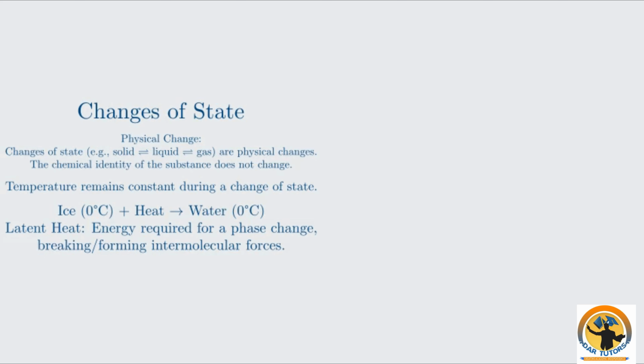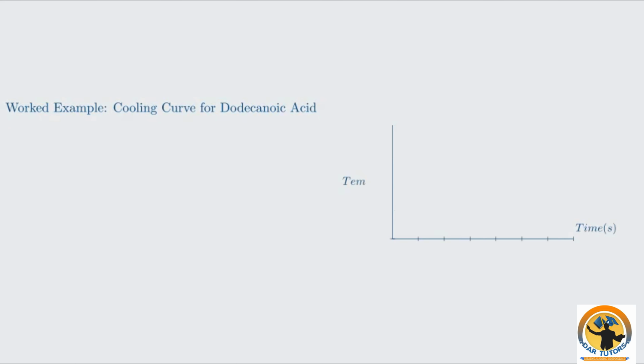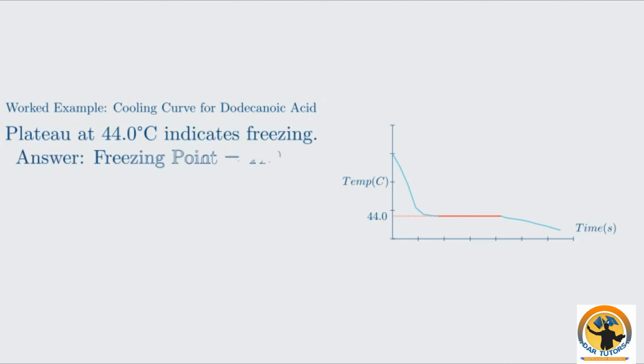Let's work through an example to interpret these curves. This data shows the cooling of dodecanoic acid. A cooling curve plots temperature on the y-axis against time on the x-axis. As the liquid cools, its temperature decreases. But at 44.0 degrees Celsius, a plateau appears, where the temperature remains constant for about 3 minutes.